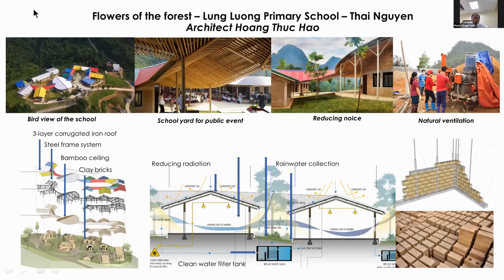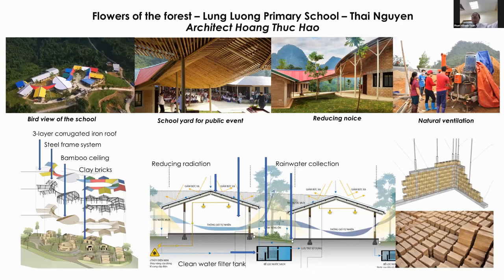So let me give some examples to demonstrate my thinking. I would like to present three buildings designed by architect Hoàng Thúc Hào in Vietnam. The first building is the Lũng Luông Primary School in Thái Nguyên province, with the nickname the Flowers of the Forest. You can really recognize this building complex, very colorful in the vast green mountainous area in the north of Vietnam.